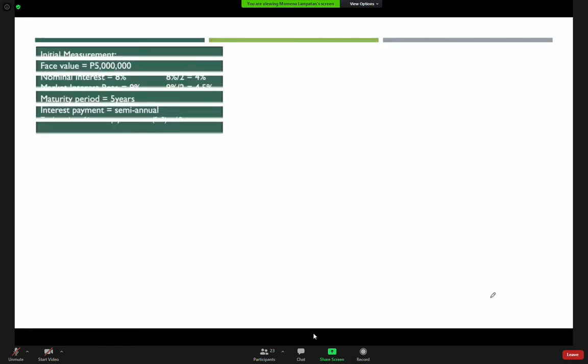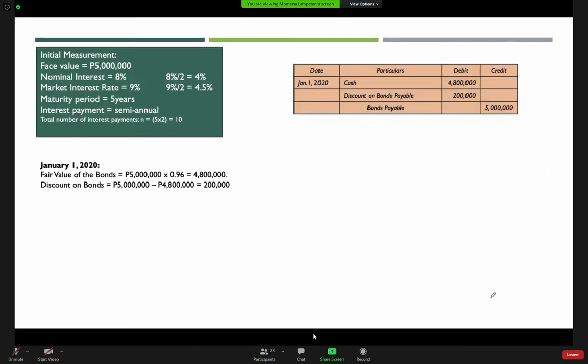4,800,000. Okay. So to record that transaction, you have cash. Ang na-receive mo is 4,800,000 dahil the bond was issued at a 96 quoted price. Okay? And then, the liability, i-record mo, credit, 5 million. The difference between 5 million and 4,800,000 will be the discount on bonds. So, that is 200,000. Okay. So that is for the initial measurement.